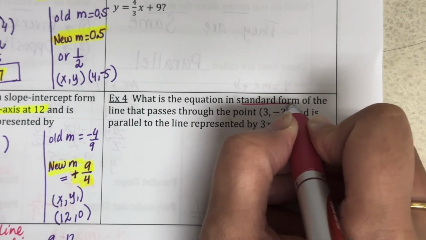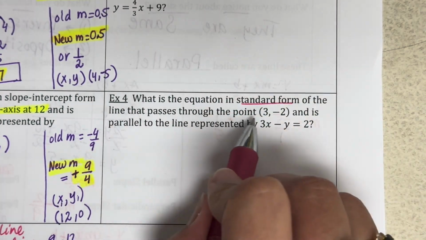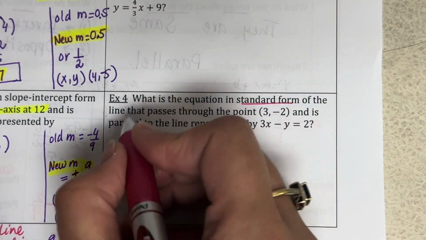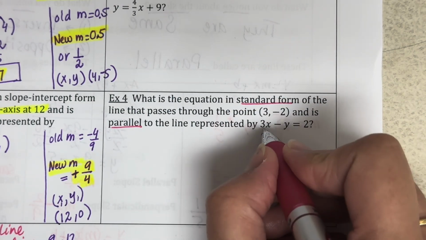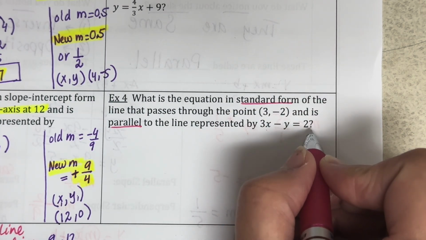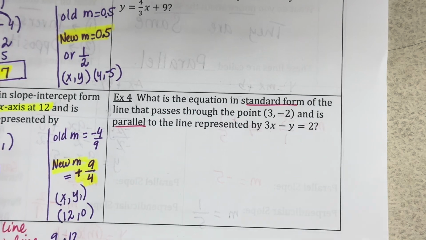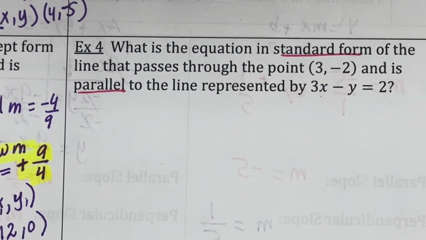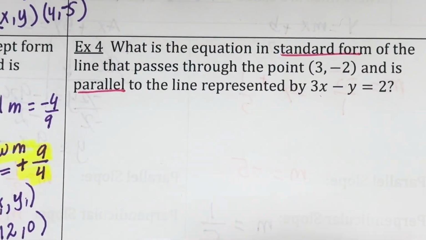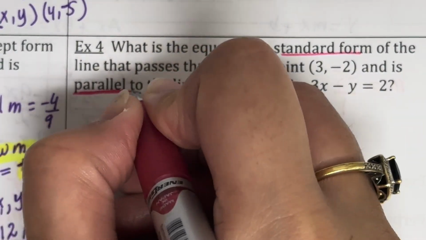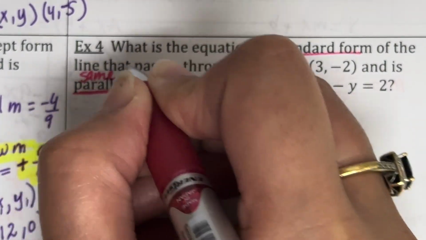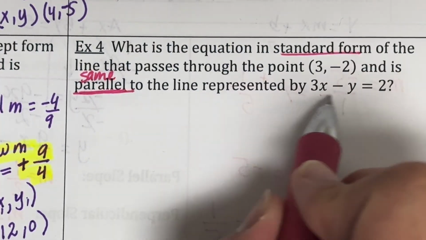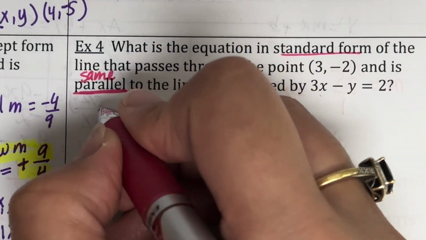Equation written in standard form, passing through the point 3, -2, is parallel to the line represented by 3x minus y equals 2. Now the interesting thing is that I do not have the slope. It's not written in slope-intercept form. So the first thing I'm going to do is, parallel means same slope, I'm going to figure out the slope.